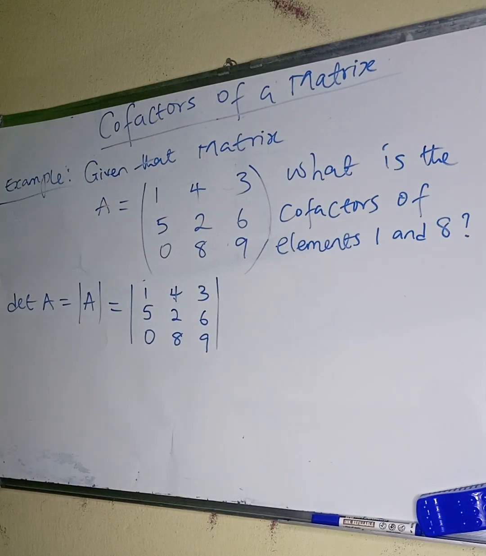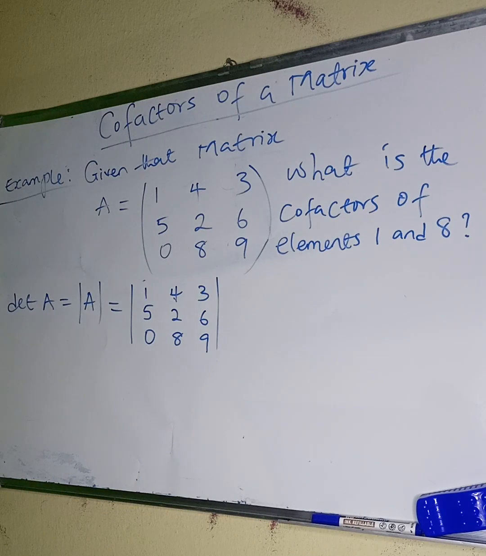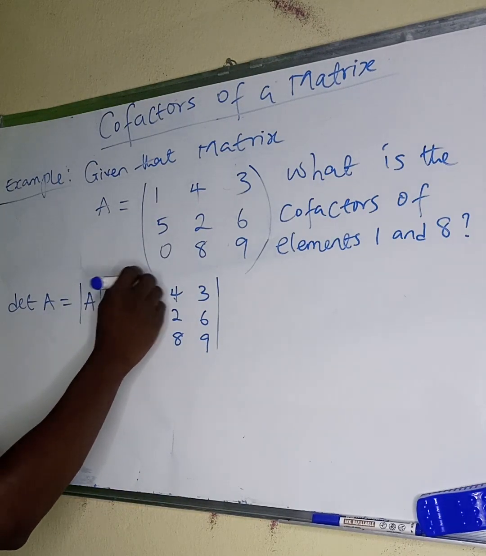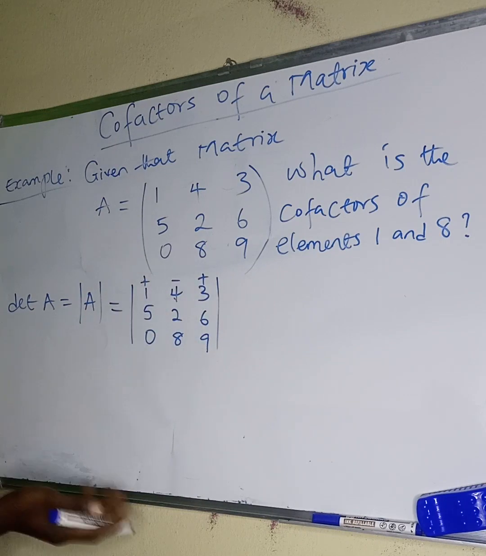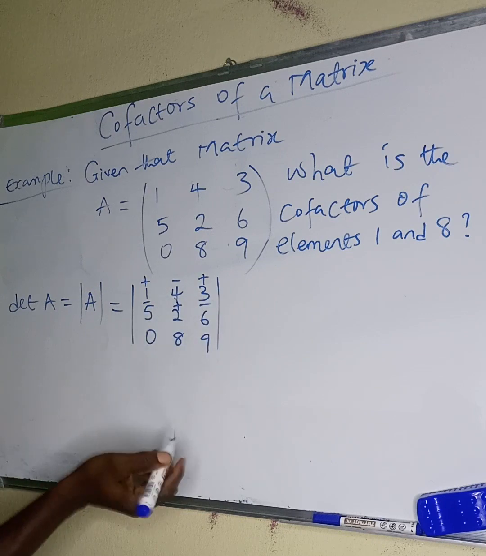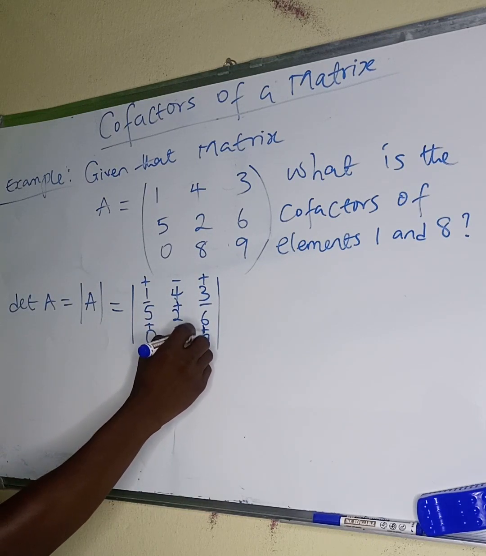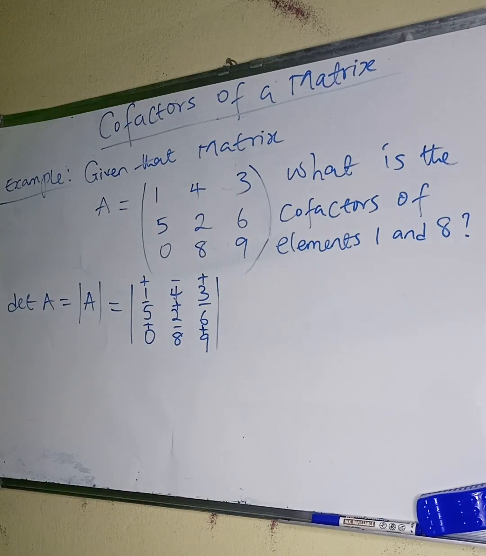Now, for each of these elements, we're going to assign them place value signs. We'll start with plus, minus, plus. The next line begins with minus, plus, minus. The next line begins with plus, minus, plus. Now that we've given them these place value signs, we can continue with the solution to the problem.